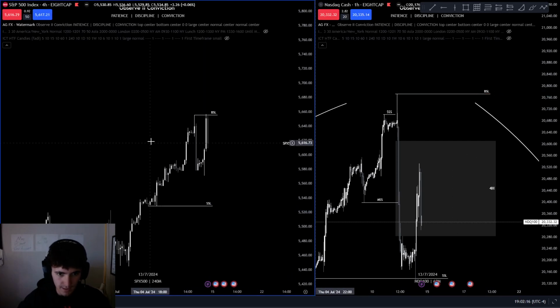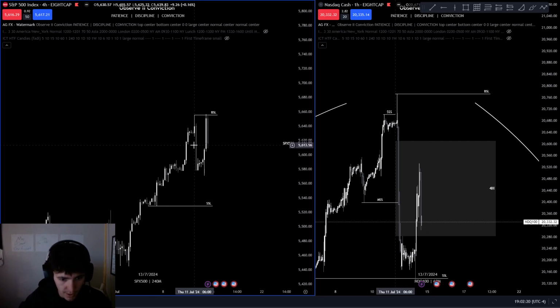Let's go to ES and look at it. They're both on the 4-hour chart. You have to link the charts together. Okay, so now we go to Thursday. Look at the bottom of the screen. Thursday the 11th, July 24.